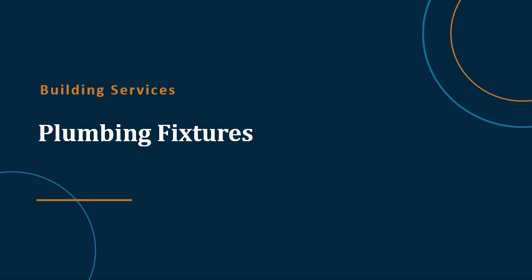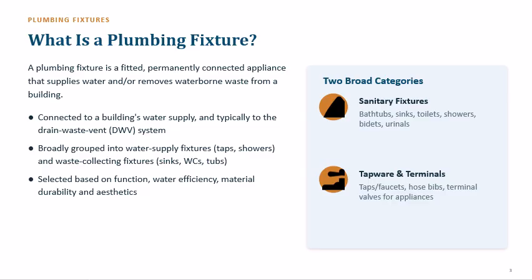Welcome all. Today in building services class, we will get to know about plumbing fixtures. So first of all, what is a plumbing fixture? A plumbing fixture is a fitted, permanently connected appliance that supplies water or removes waterborne waste from buildings. So it is mainly used to supply water and also remove wastewater from the buildings.